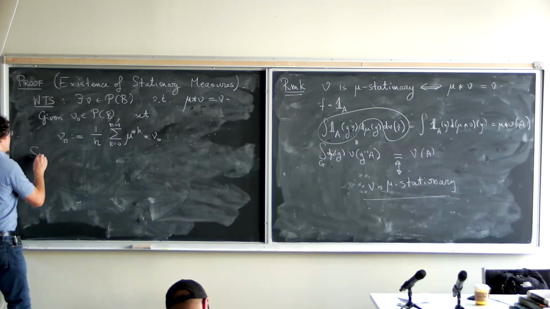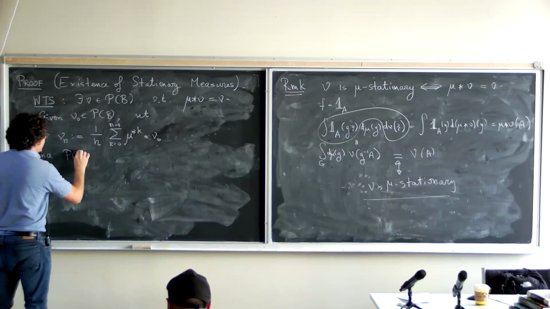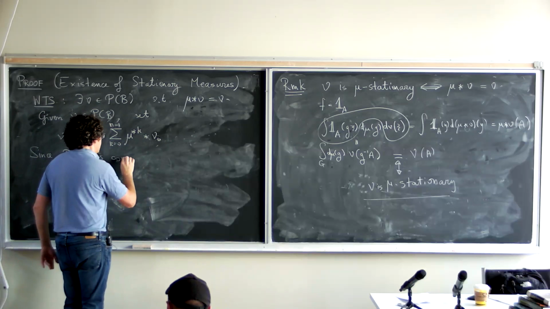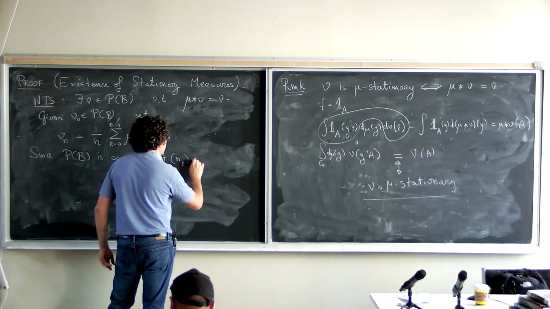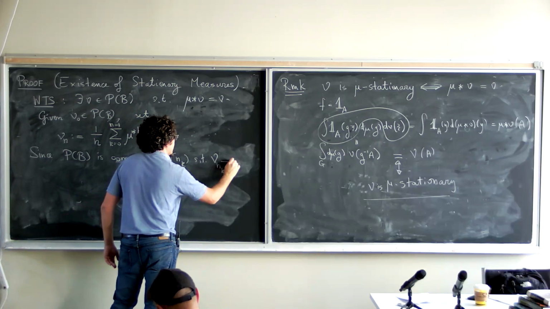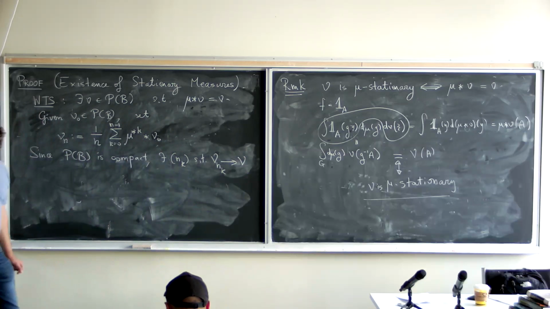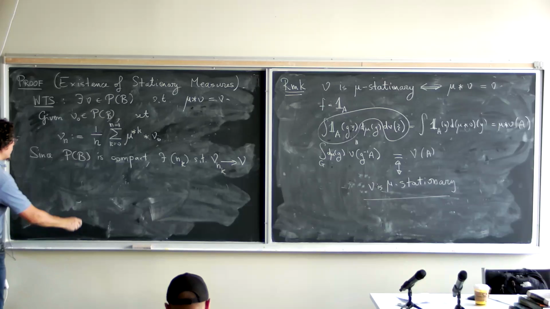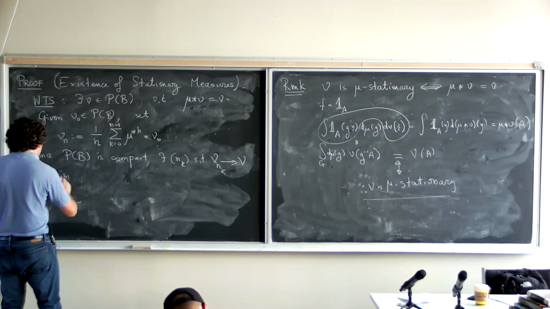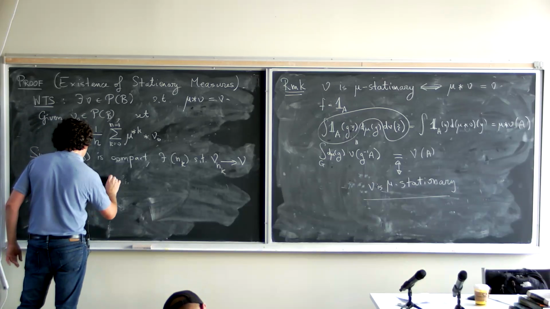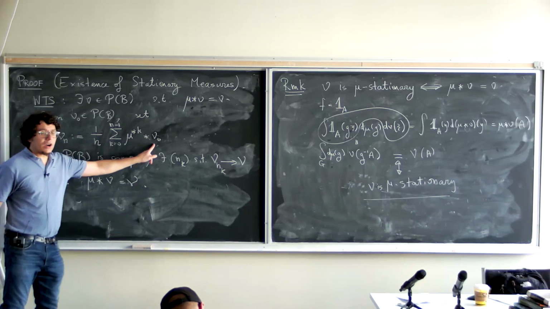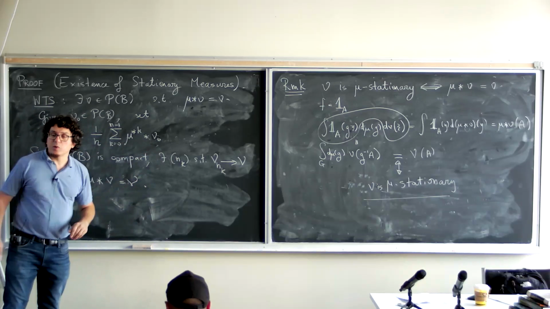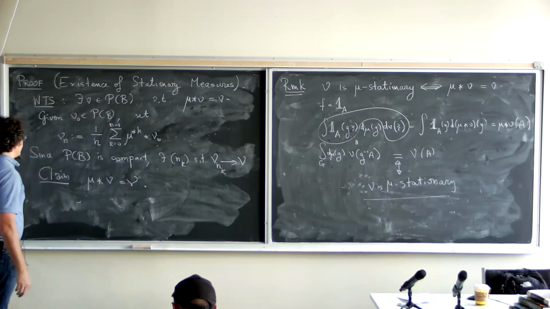Now, since the space of probability measures is compact, there exists a sequence such that nu n k converges to something. And now the claim is that mu star nu equals nu. That this limit point of the Cesaro average is always a fixed point.